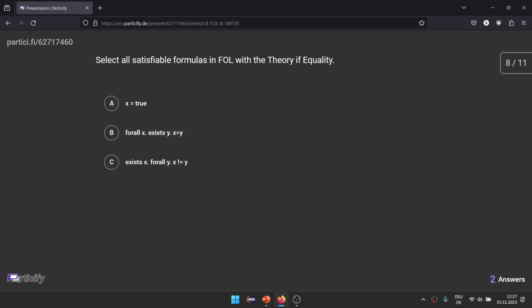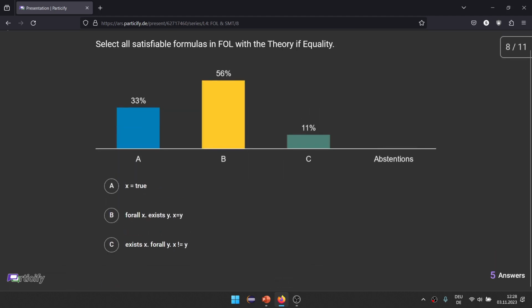So, okay, what about the first one, x equals true? The model can simply give a value, the constant true can be mapped to the value true in the domain, and x is a variable, so x can also be interpreted as the value true, right? So that's clearly something satisfiable. We can easily give some model that satisfies that, right? What about the second one?